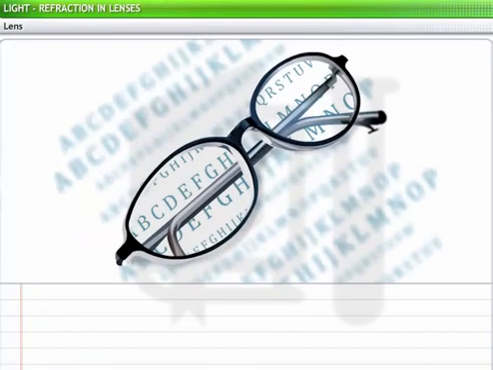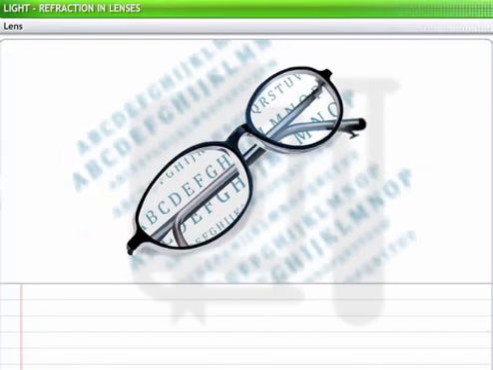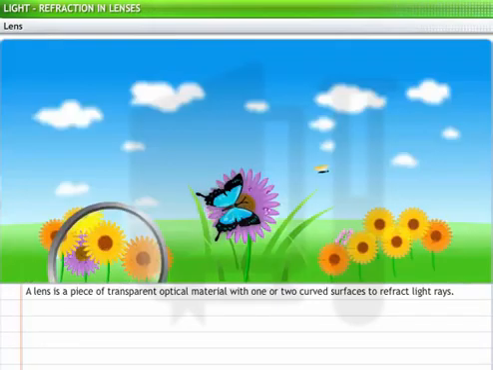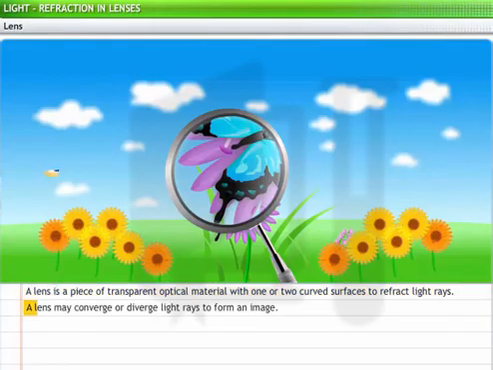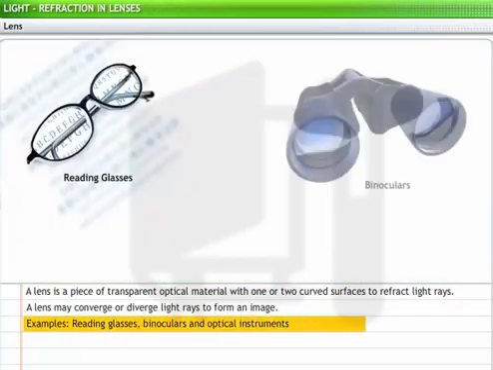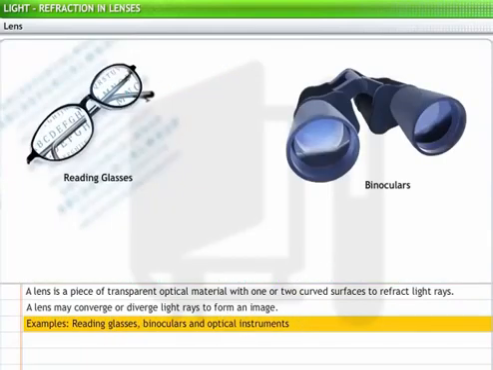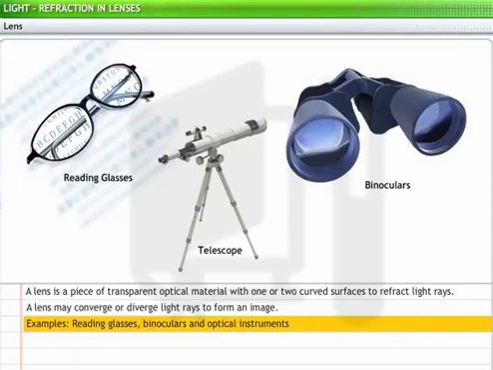Spectacles use lenses to form clear and sharp images. A lens is defined as a piece of transparent optical material with one or two curved surfaces to refract light rays. A lens may converge or diverge light rays to form an image. Reading glasses, binoculars and optical instruments such as telescopes use lenses to enhance images of objects.